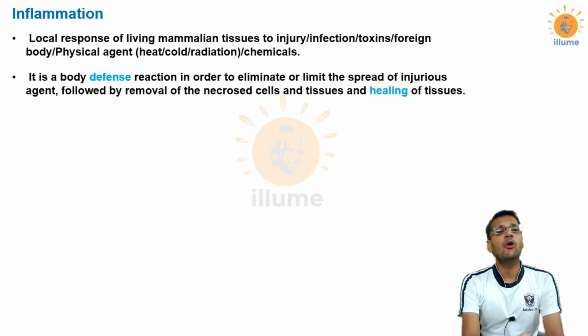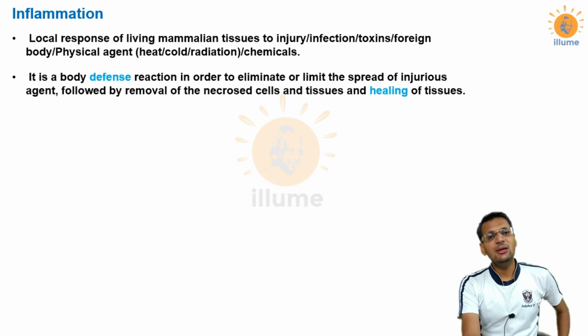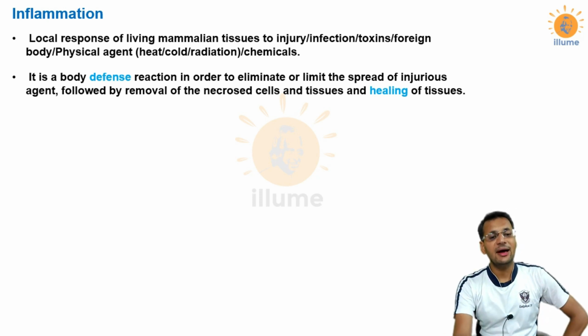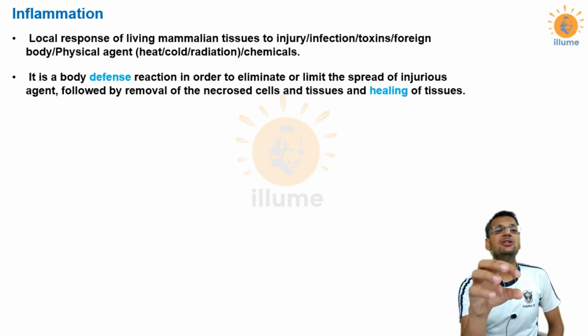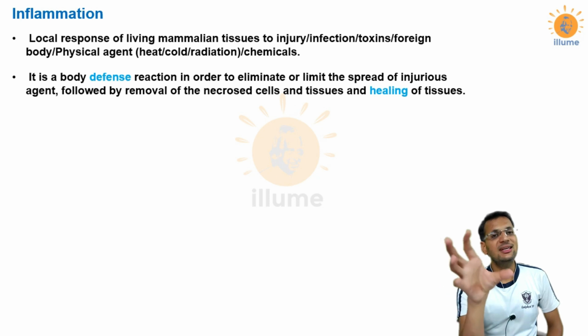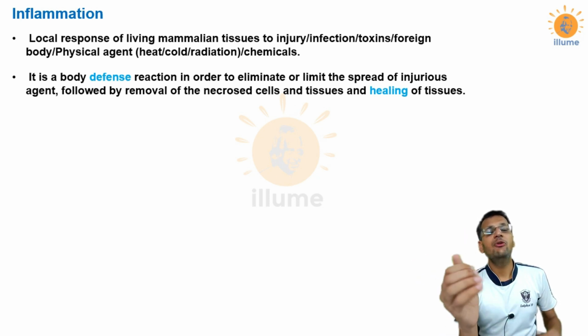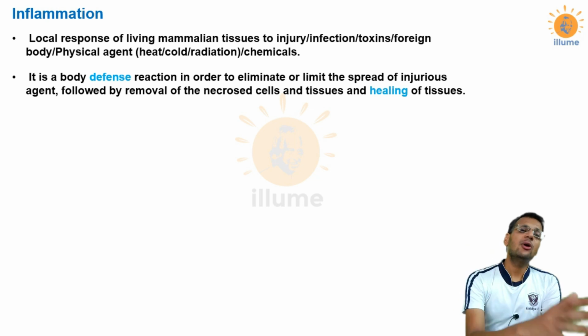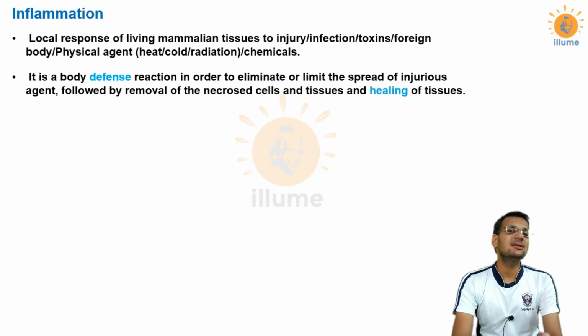So basically it is a body defense reaction like fever. In the last lecture we discussed how fever helps in elimination of pathogens, limits the spread of the pathogen, and also helps in the activation of immune system. So fever is also produced by the body, and similarly inflammation is also produced by the body, and it helps in the elimination, or it limits the spread of the pathogen or the injurious agent. It also helps in the removal of the cells that have died, and this is called as necrosis. What is cell necrosis? Cell death is called as cell necrosis. Those necrosed cells and tissues are phagocytosed, are removed by the inflammation, and after that the healing of tissues also comes under inflammation.